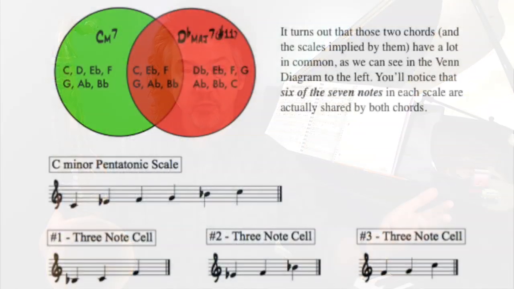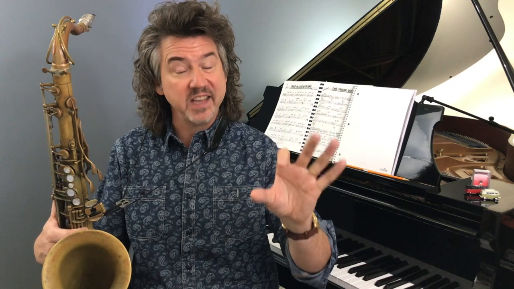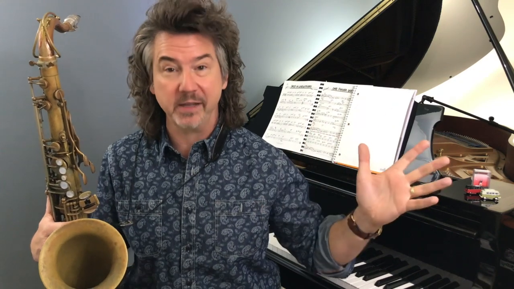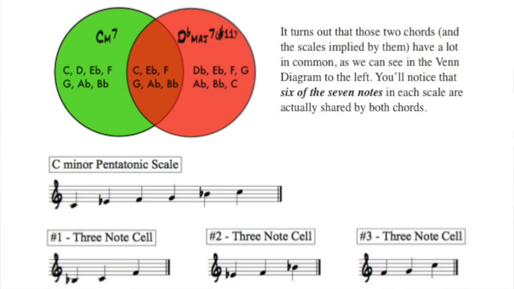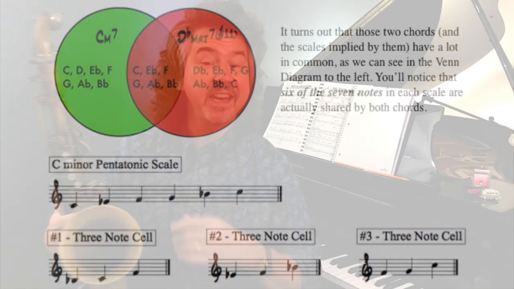Okay, so our Venn diagram spit out 6 notes for us. So now what I'm going to do is use a shape that I like to use. A little shape, just 3 notes, a cell. Some people call this a cell of notes or cellular playing. I think that goes back to maybe the 60s or 70s. So I like this little collection of notes. Example number 1. That is a sound I like.